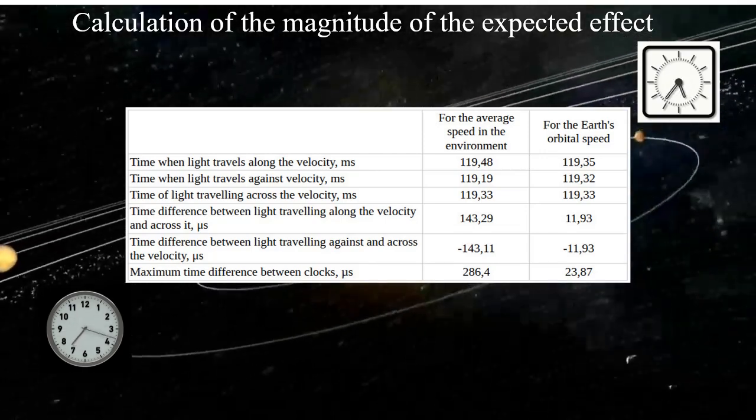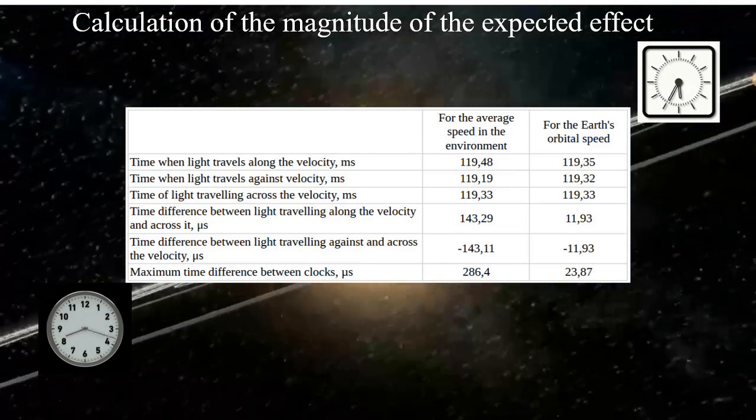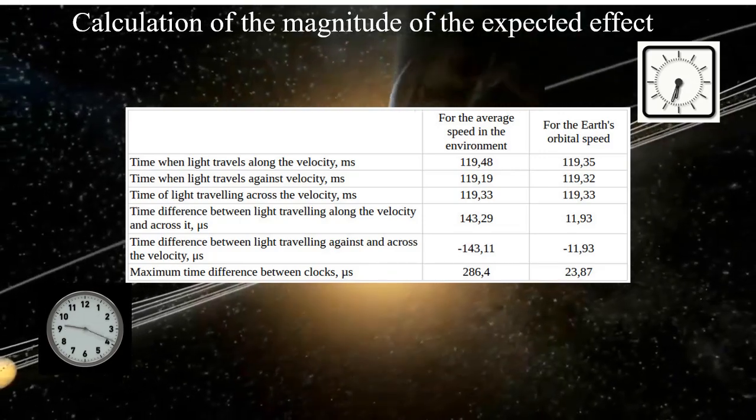If the velocities in opposite directions between the clocks are determined, it will not be difficult to calculate the speed of light relative to the environment.